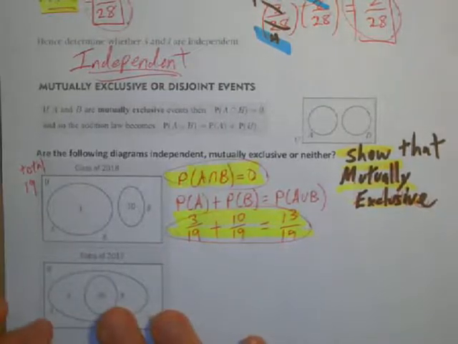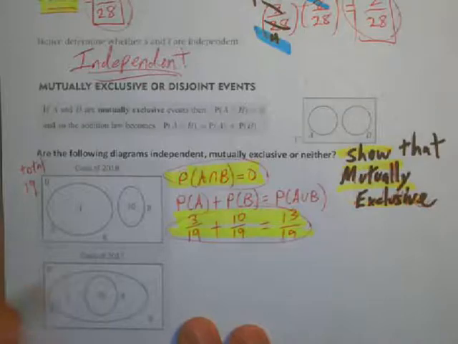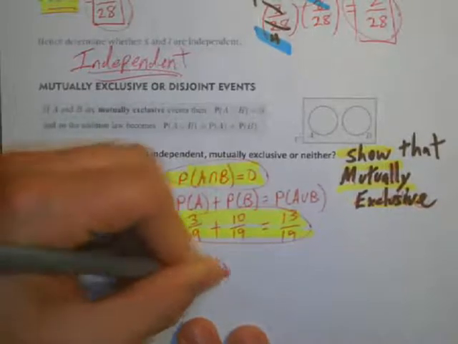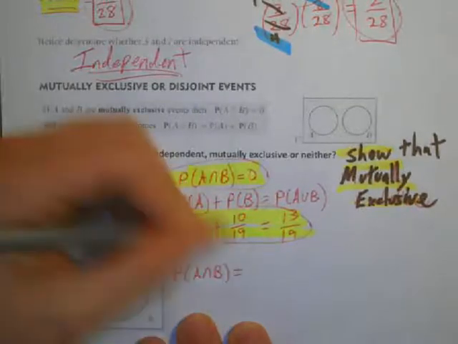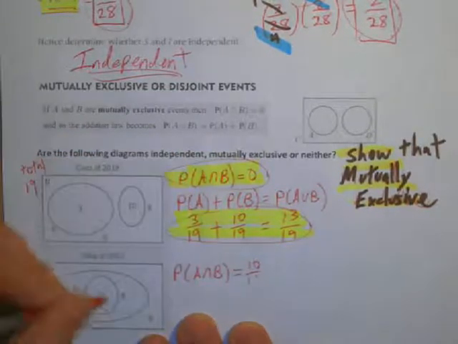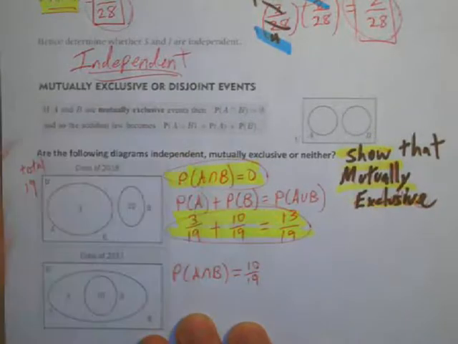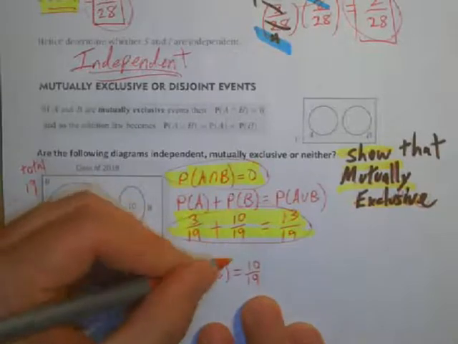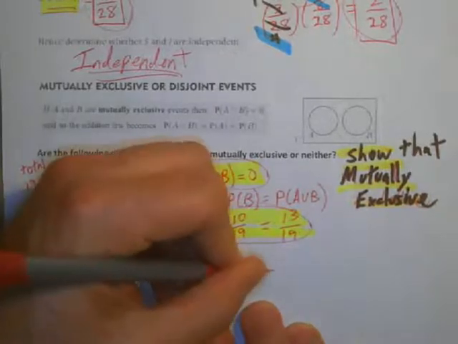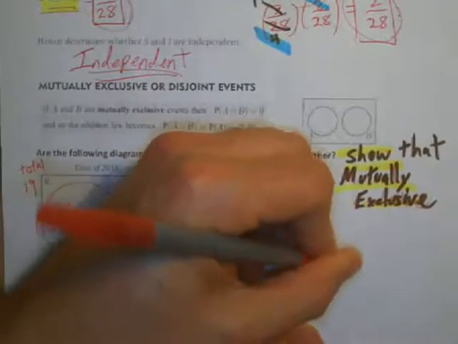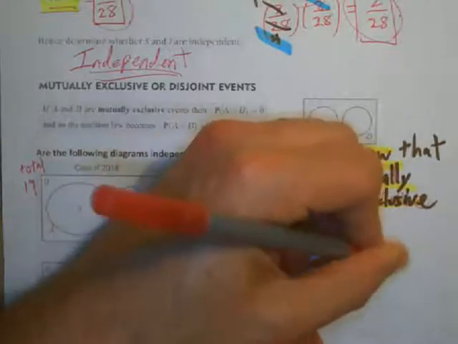So let's look at this one here. We can probably tell that it's going to be neither, but is the probability of A intersection B equal to 0? No. The intersection is 10 over, the total here is 19 also. The intersection of this over the whole circle is 10 over 19. So we already know that it's not equal to 0. So it's not mutually exclusive.